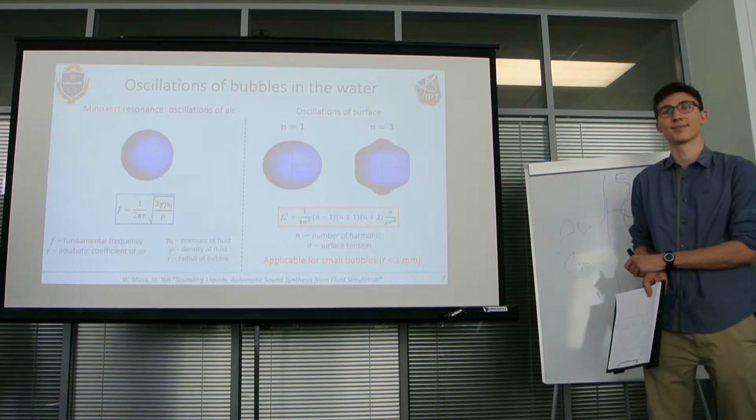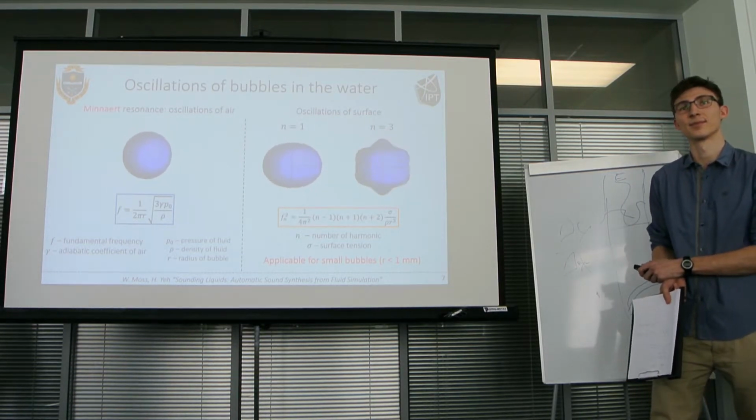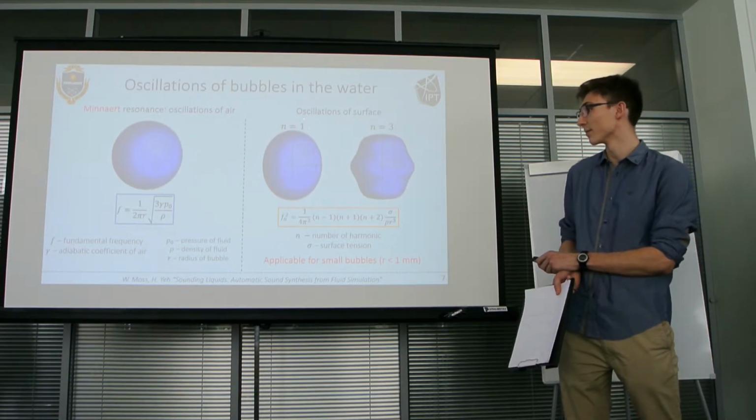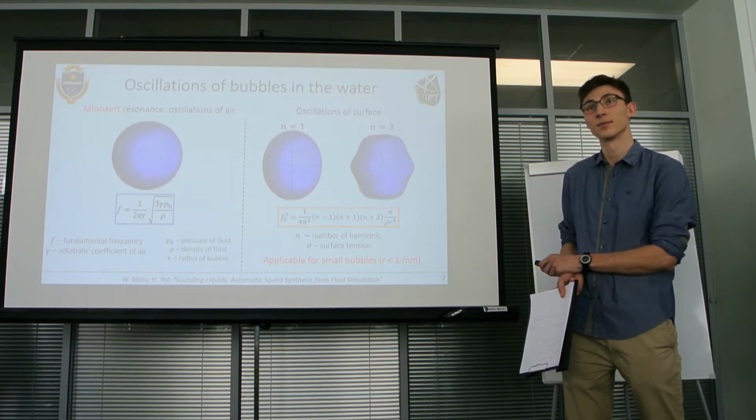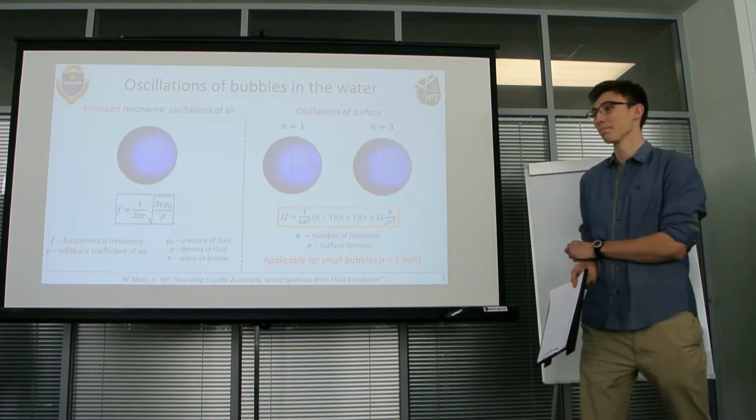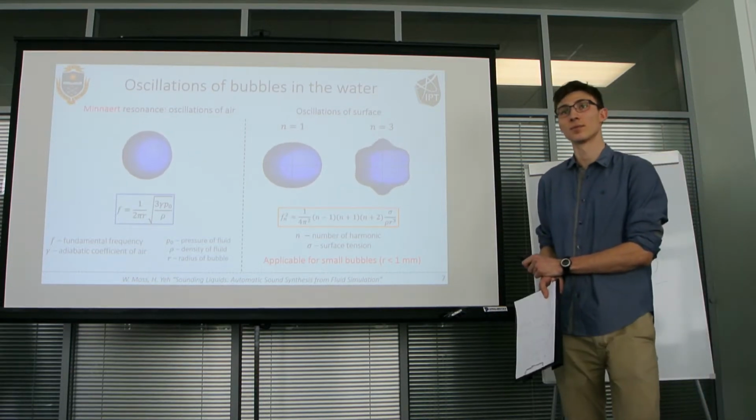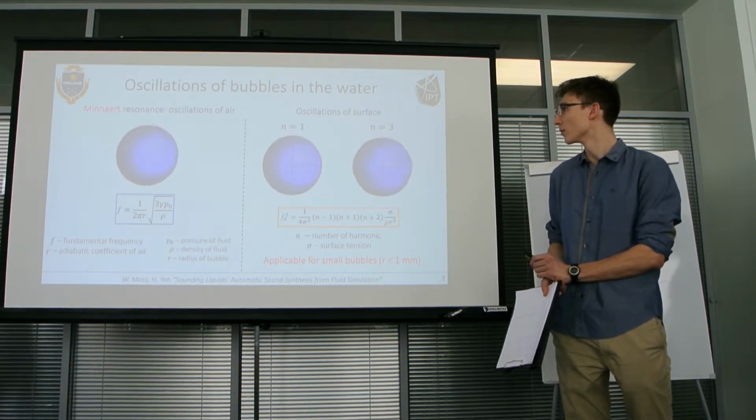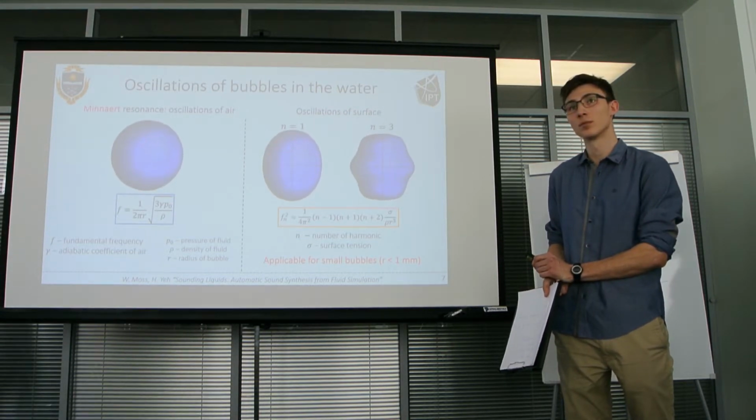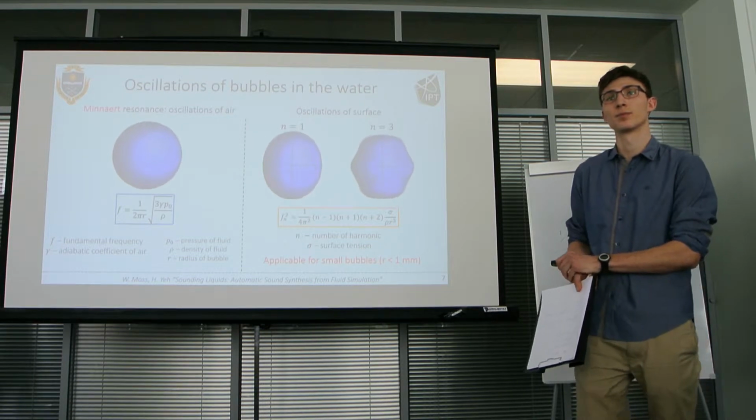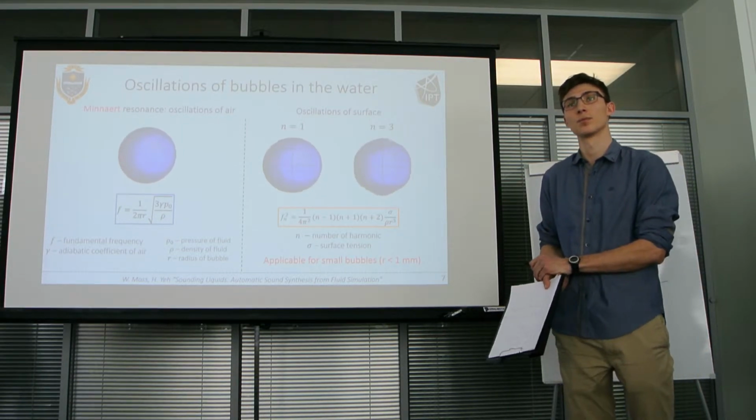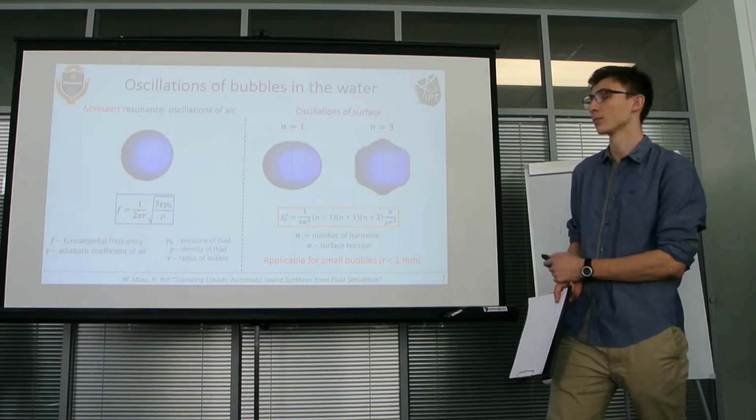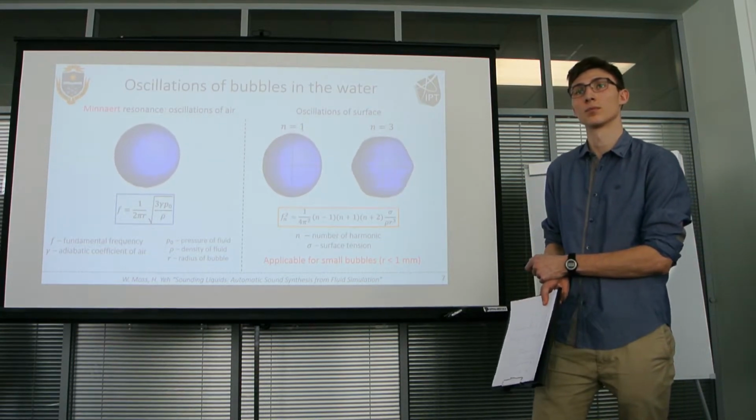I would like to make a slight comment about the slide. Firstly, the mode number on these pictures, of course, is 2. It's just a typing error. And second, this formula is the classical formula for the surface oscillation of the drop or bubble, and the first formula is for the oscillation due to pressure difference.